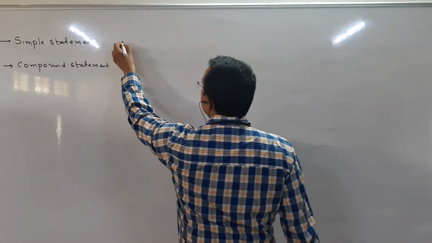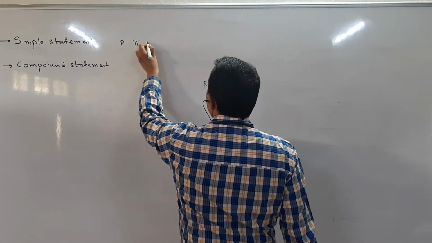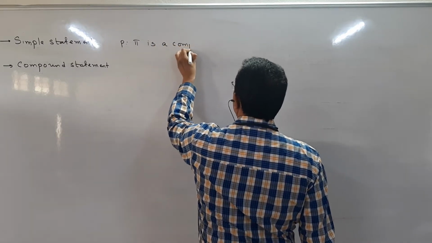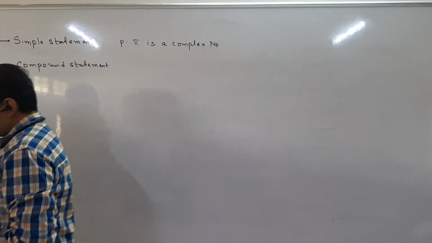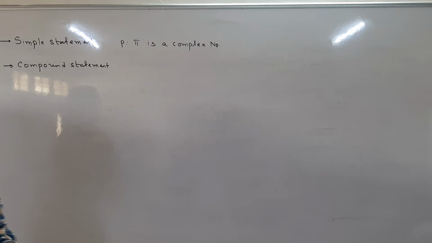Suppose I write in statement P, pi is a complex number. Now students, this statement cannot be further broken down into two or more statements. A statement which cannot be further broken down into two or more statements is called a simple statement.